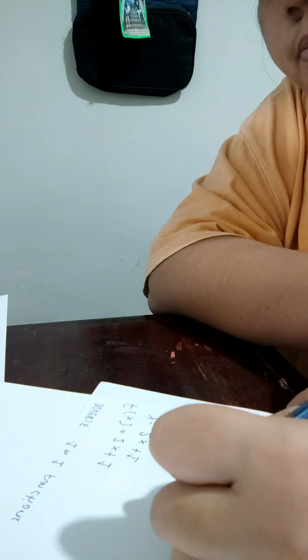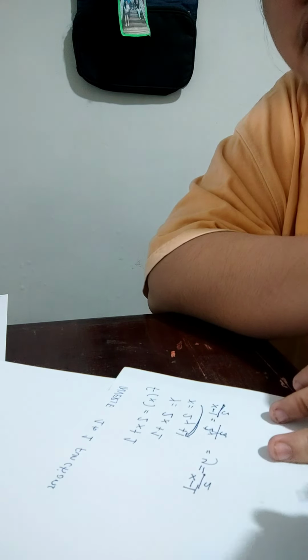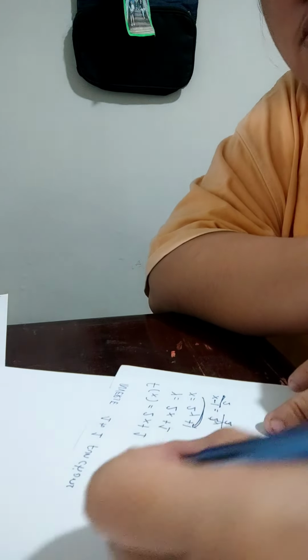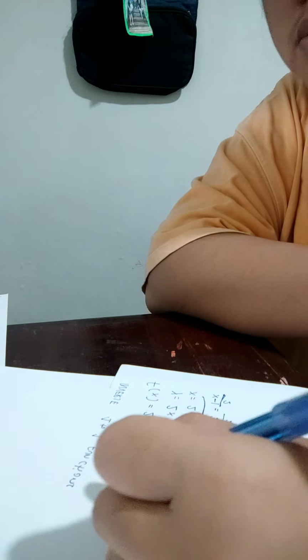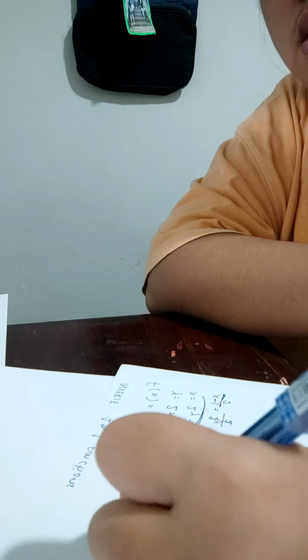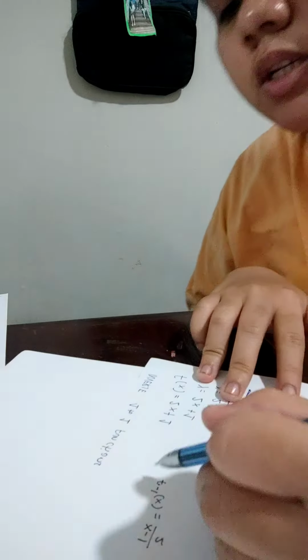over 2. Since it is the inverse, we put the function f negative 1, or inverse 1, of x equals x minus 1 over 2. So that is the result.